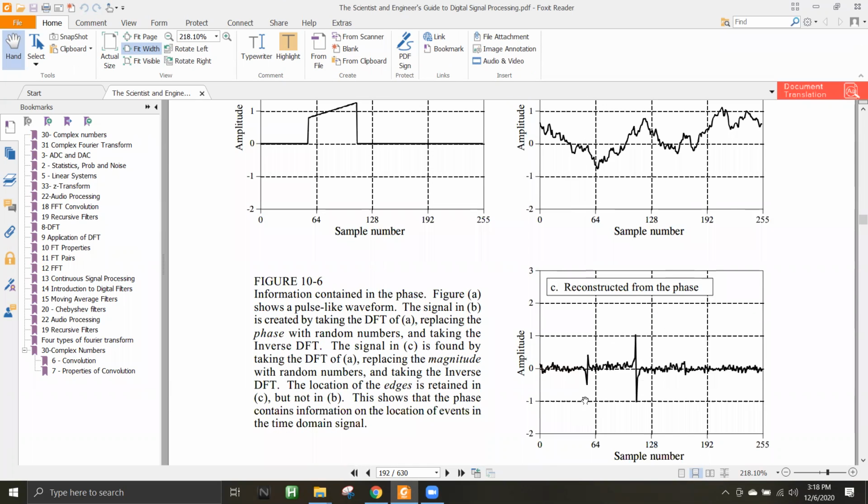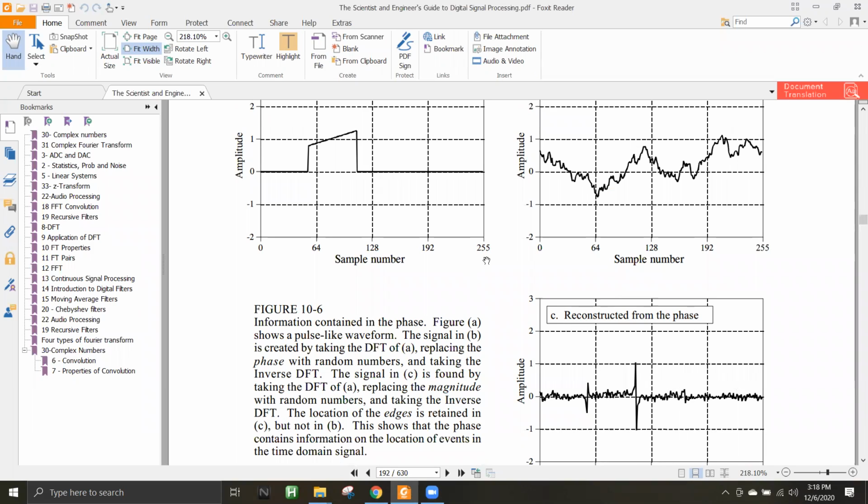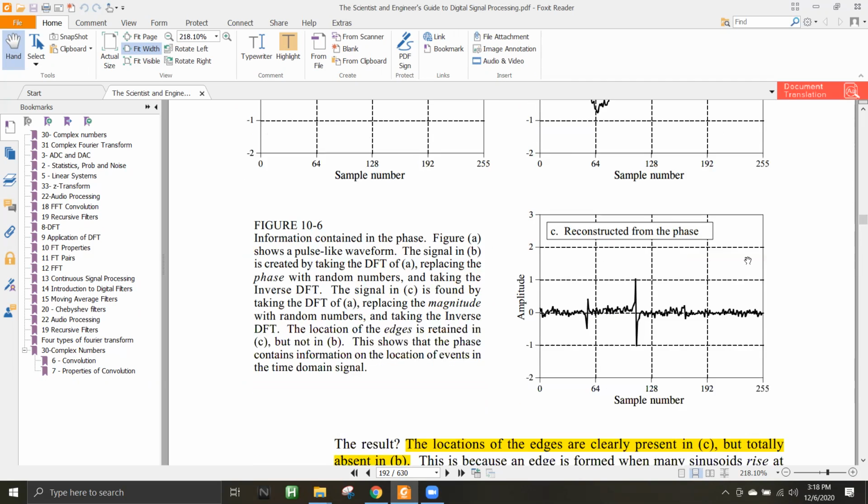Okay, so notice that if you take only the phase information and replace the magnitude information with random numbers, we still retain some important features. That is, these negative and positive spikes remain in those locations where we had the edges. So just taking the phase values gives us these features in our signal, but just taking the magnitude does not give us any important features.